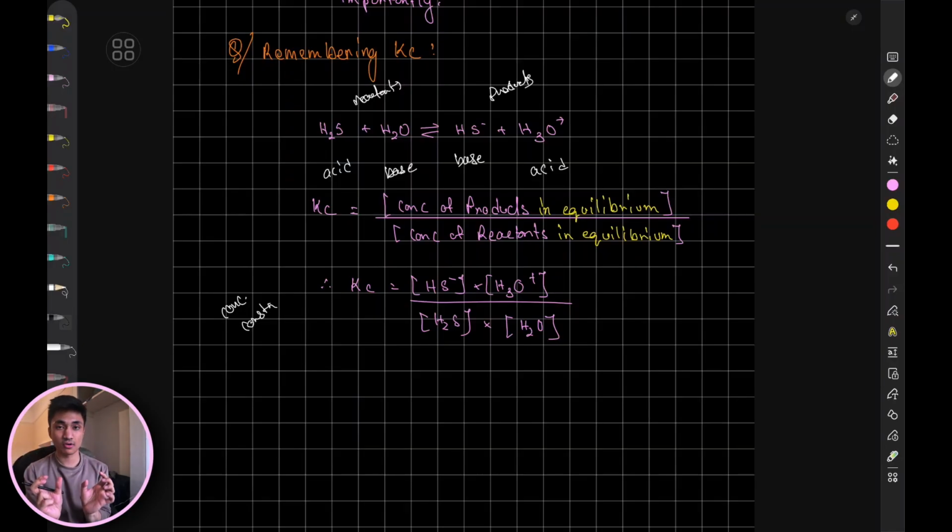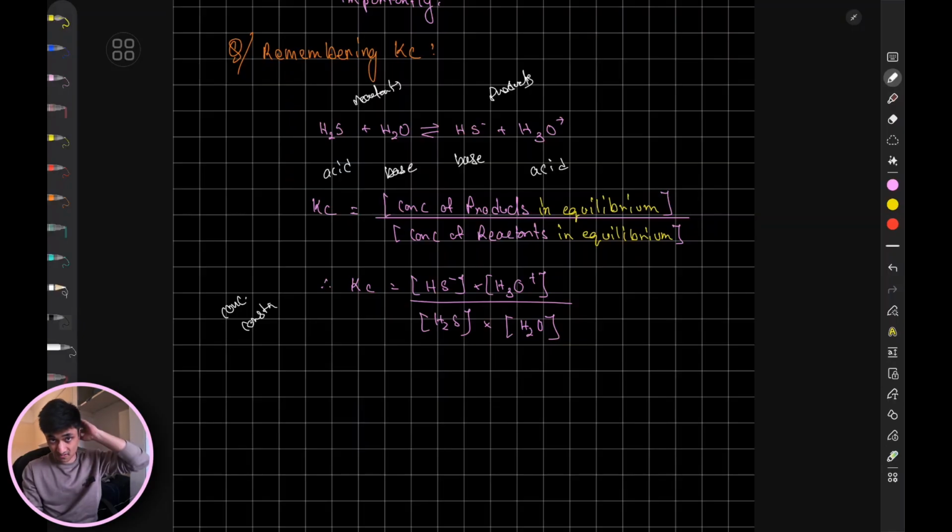So you multiply the concentration of the products in the numerator, and you multiply the concentration of reactants in the denominator. One more thing I need to add is, it doesn't matter what you have as the reactants and products. It could also be O2 or N2 or whatever. All of these are also considered in the Kc equation. So if those are the products, you write it in the numerator.